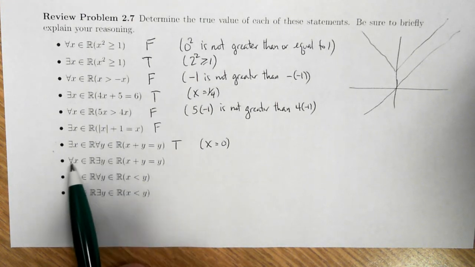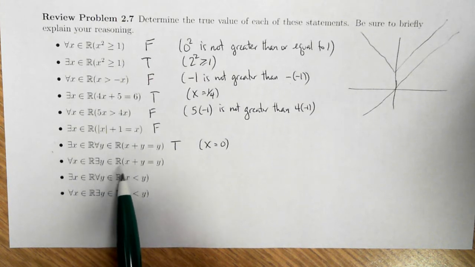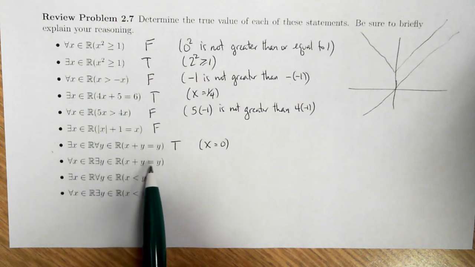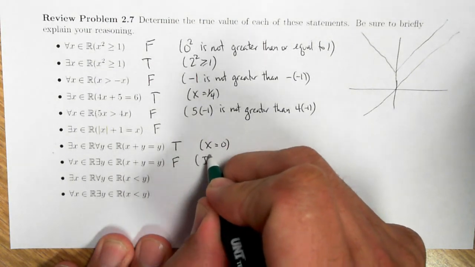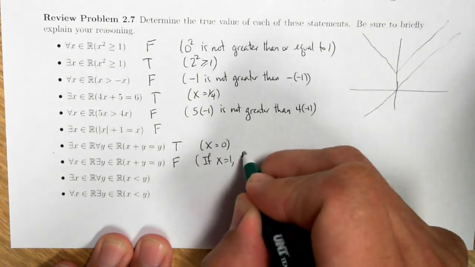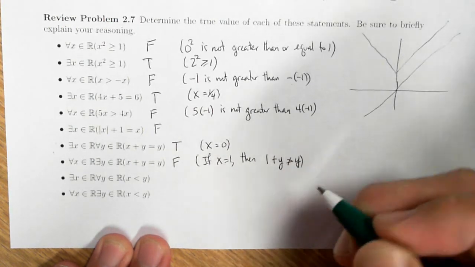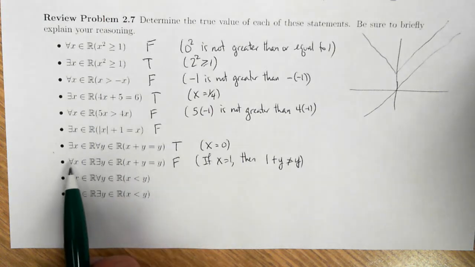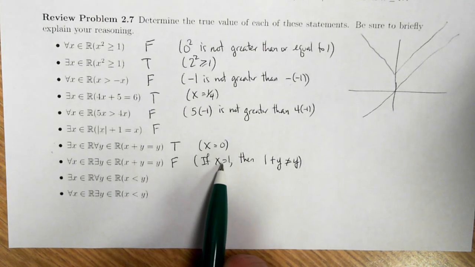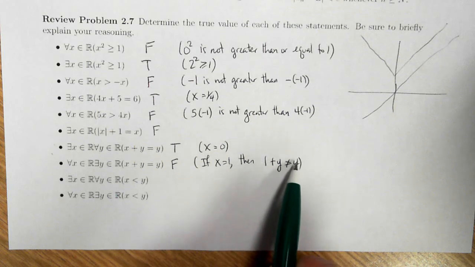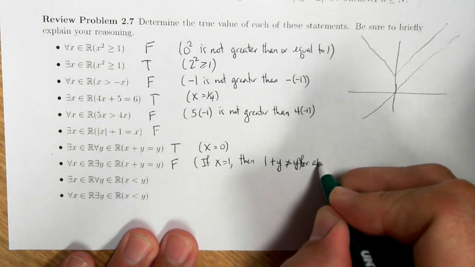Here we're flipping them. For every x in R, there exists a y in R such that x plus y is equal to y. That's false. If x is equal to 1, then 1 plus y is not equal to y. To show that this is false, I need one counterexample, and there is a value of x such that this is false for every value of y. And I should put here, for completeness, for all y.